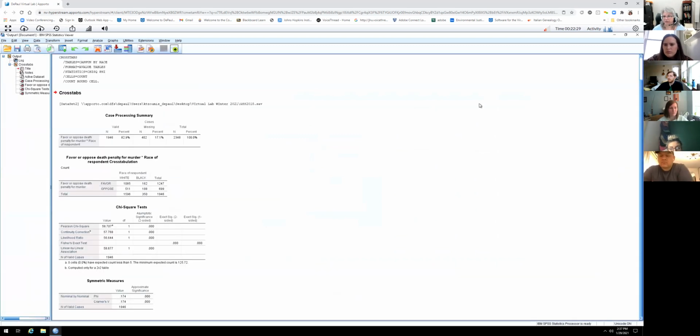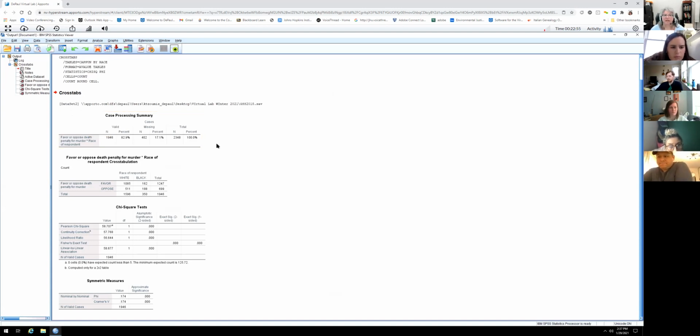Let me expand this. Here we go. This is what output looks like from SPSS. This cannot be cut and pasted and put into any kind of report or any kind of paper that you're doing. You must reformat this. When you get to the results section of your paper, you're going to see how to do that. I have an assignment later in the class, but do not cut and paste this box and put it into anything. This is output. That's all it is. This is an output file.